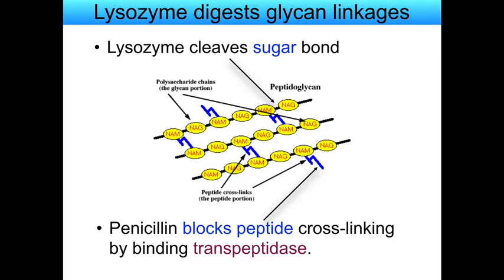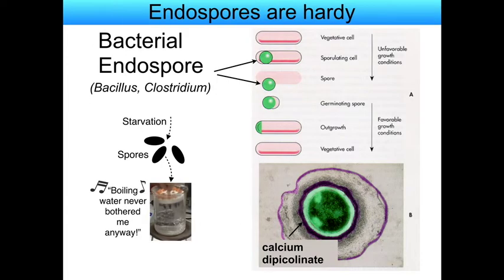So to summarize, penicillin blocks peptide cross-linking by binding the transpeptidase. It doesn't cleave anything. Lysozyme cleaves the sugar bond between N-acetylglucosamine and N-acetylmuramic acid.